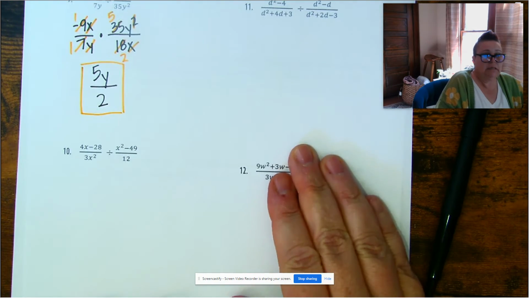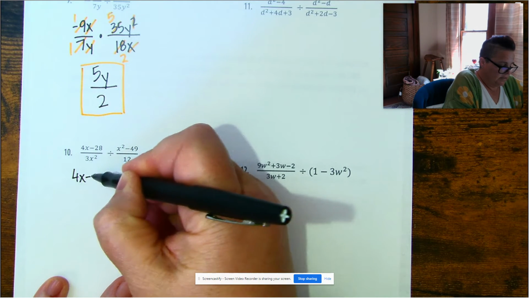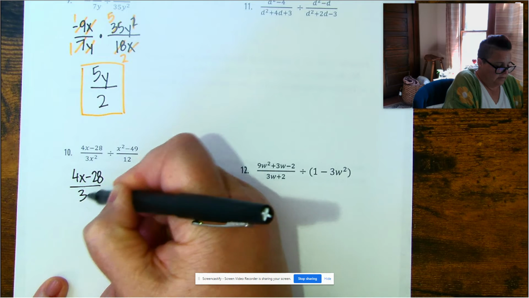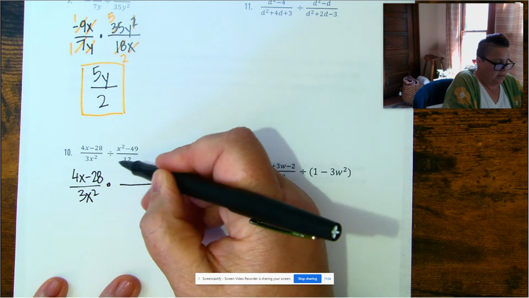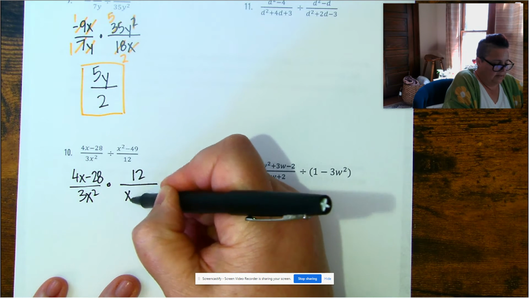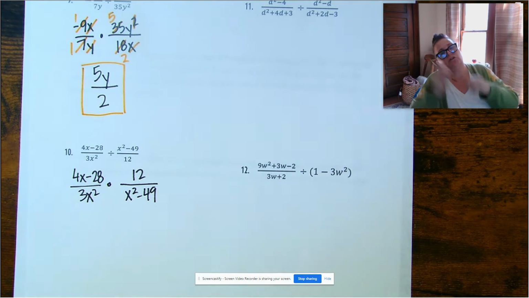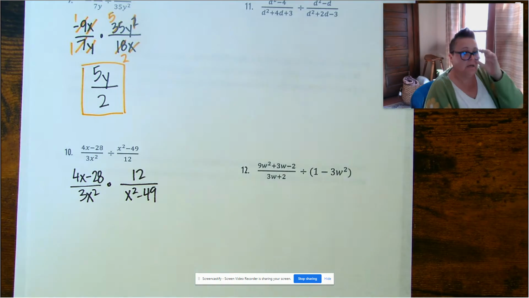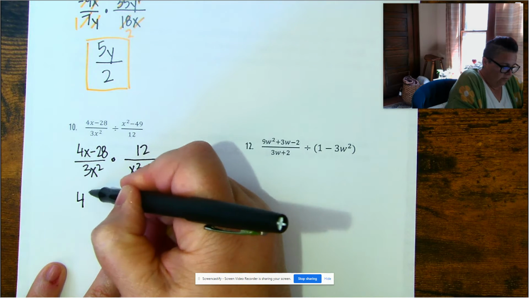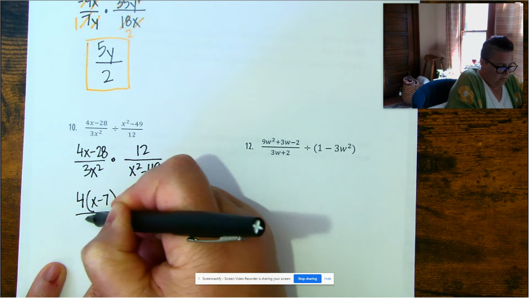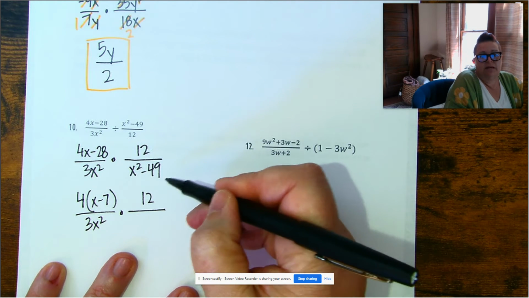Okay. So problem number 10, we're going to keep 4x minus 28 over 3x squared. Change your division to multiplication and then flip. So 12 and x squared minus 49. I like to do the keep, change, flip part first. Then I'll go back in and factor. So this will be 4. I can factor out of 4, x minus 7 over 3x squared times 12. And then x squared minus 49.